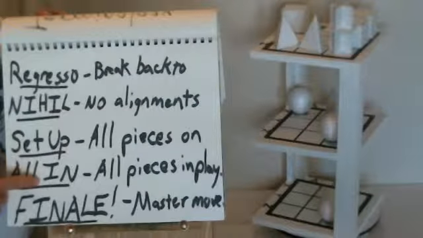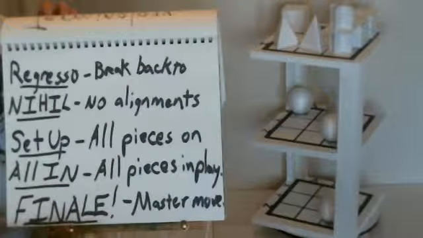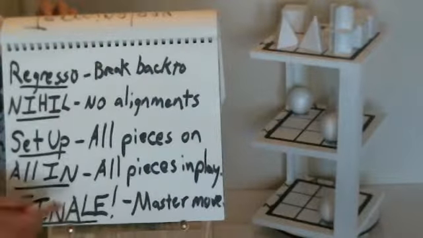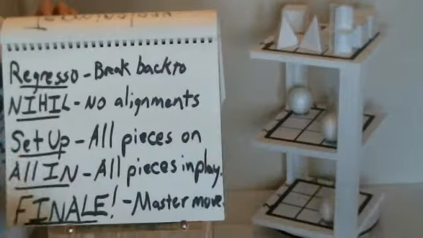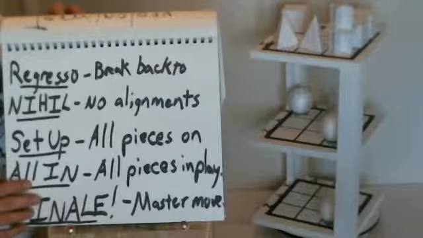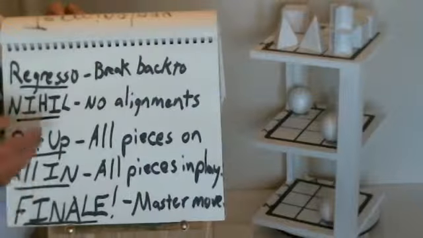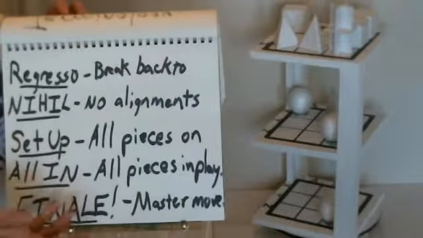The setup and the all-in. These are the two phases of the game. The setup is when you first start playing. It's the first 20 plays of the game, in which all of your pieces are put into play. Up until that point, you cannot move the pieces around the board. You have to get everything on the board first. After that, you say all in, meaning all of my pieces are on the board, and then you can start moving them from space to space on the board during your turn.